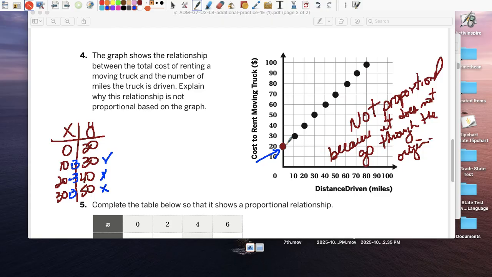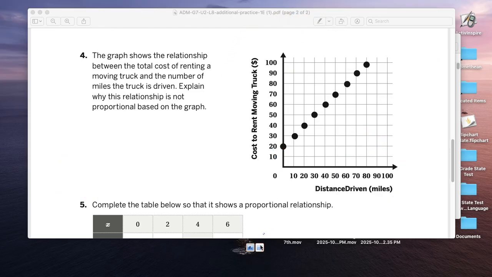Okay, so $20 just to get the truck. I haven't even driven it. They charge me $20. And then if I want to drive the truck, I have to pay. There's a cost to pay per mile. Every mile that I drive, it's a certain cost. Okay? Yeah, they charge you for everything.